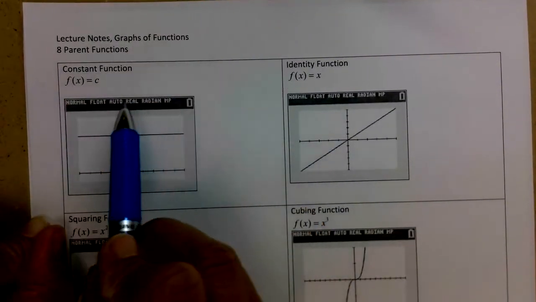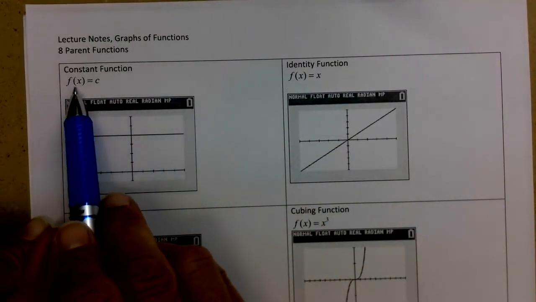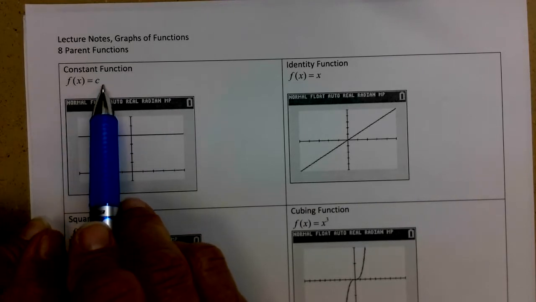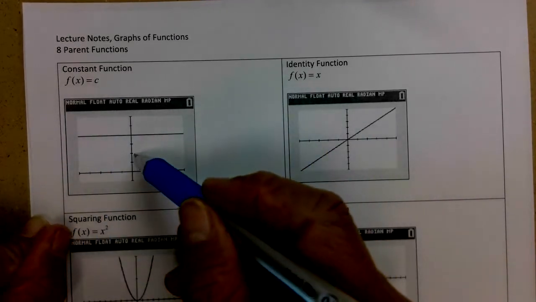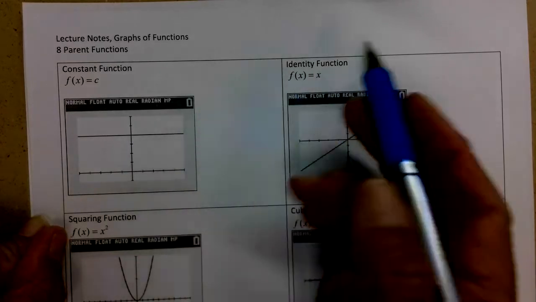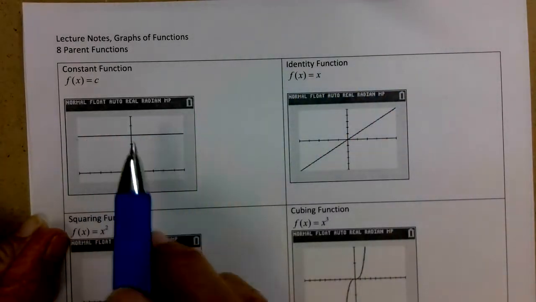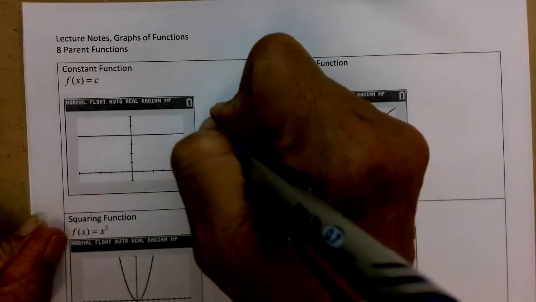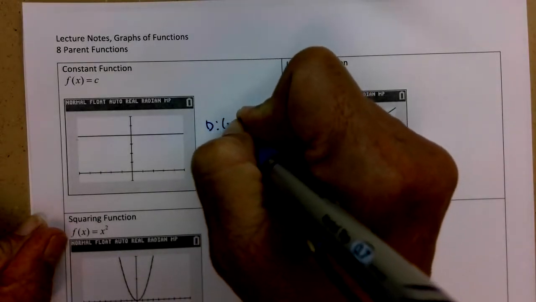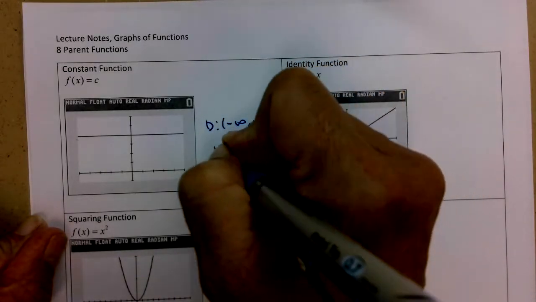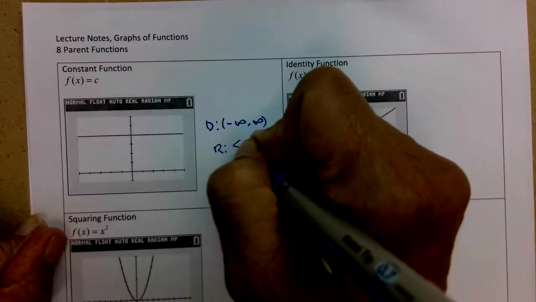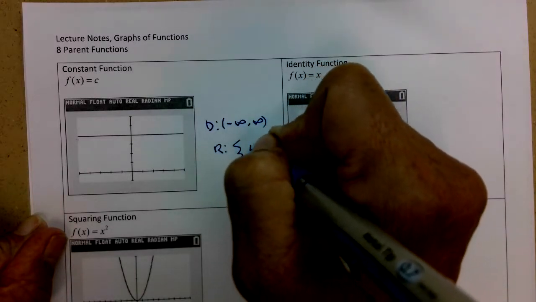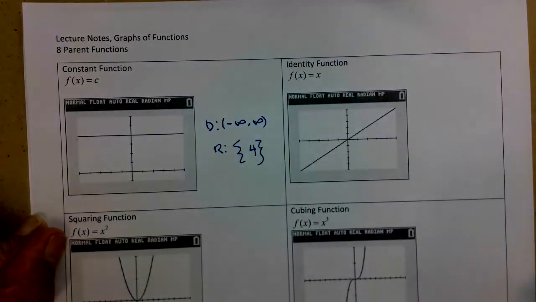So the first one is the constant function. If your function f of x equals a number, a constant, in this case it looks like it equals 4, the graph is a horizontal line. The domain is all real numbers, and the range is just that one particular number, in this case 4.